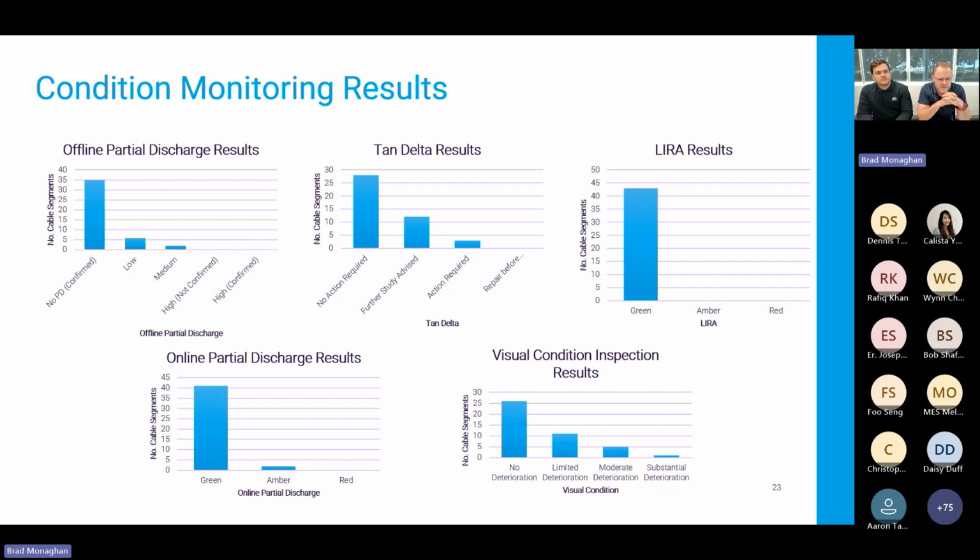Tan delta results, most of them were no action required. Some were further study advised, some were action required. The LIRA results, every single one of them was green. We didn't find any localized defects with the LIRA tests. And then our online PD tests, most of them were green, 1 or 2 were amber. And the visual inspection had the most varied results, where some were none, some were limited, some were moderate, and some were severe.